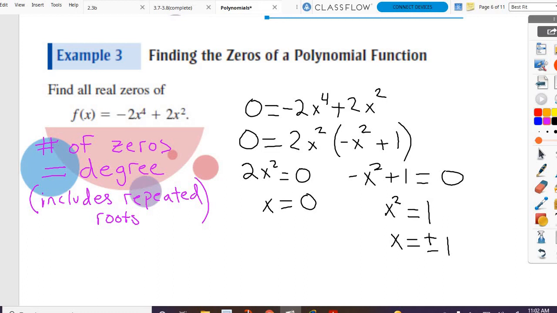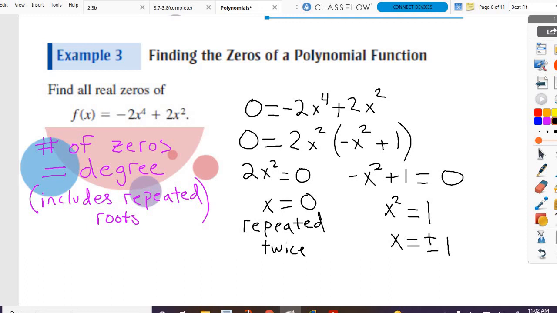So how many times does 0 actually happen? Or what's the degree when I set it equal to 0? 2. So technically x equals 0 is repeated twice. So I would have x equals 0 and x equals 0. So that counts for 2 of my zeros. And then we have positive and negative 1. So that's what gets us up to 4. Does that make sense? Questions on that?